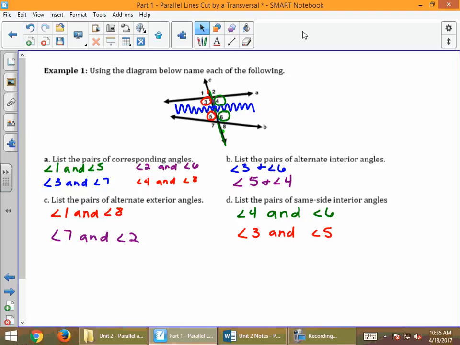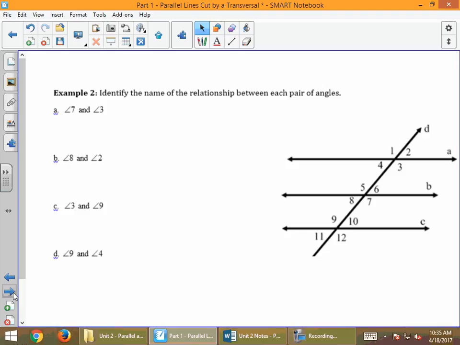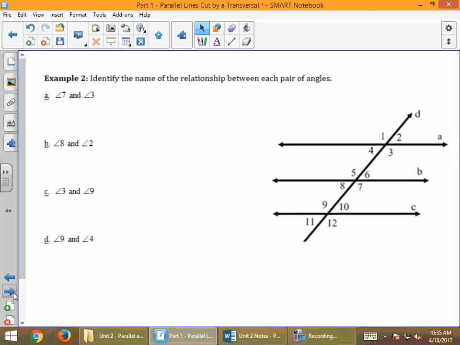One more example just to get more practice with this, and then you can move on to practicing. The last example, example 2, identify the name of the relationship between each pair of angles. So if we look at A, we're looking at angle 7 and angle 3. So here's angle 7, I'm going to circle it, and here's angle 3. And I know it's kind of trickier because in other examples, we've just been dealing with 2 parallel lines or 2 lines. Now we're dealing with 3, but the steps are still the same.